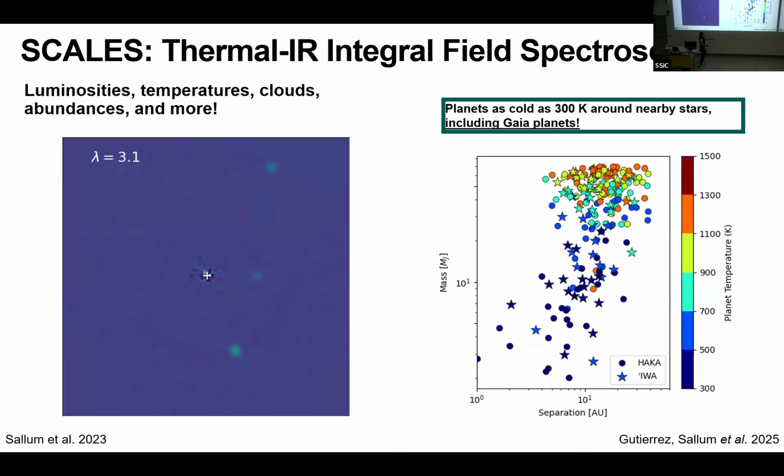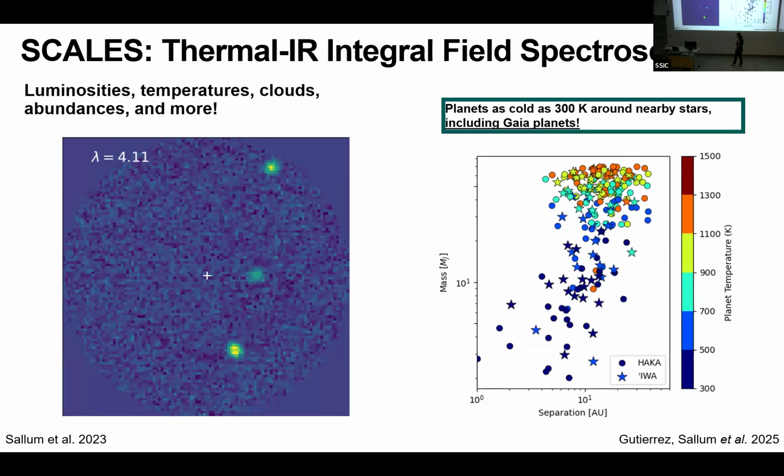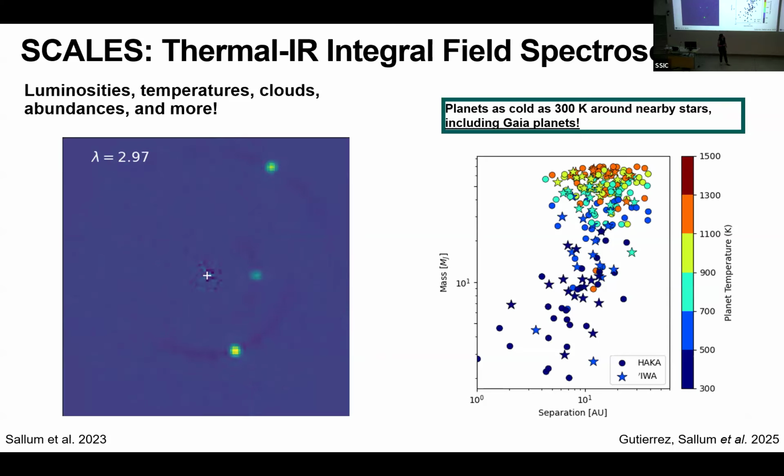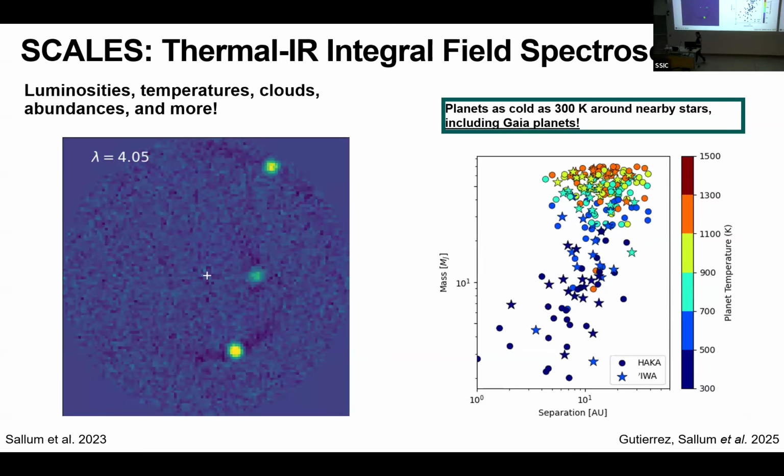An upcoming instrument that I'm particularly excited about is called SCALES. This is a 2 to 5 micron integral field spectrograph that's currently being built for Keck. SCALES is going to get commissioned in 26A, and we can expect detections of colder planets than we can typically image from the ground, thanks to SCALES' longer wavelength coverage, which goes out to 5 microns. You can check out these papers for summaries of SCALES' big picture science impacts, and also how SCALES can help us image Gaia planets in the coming years.